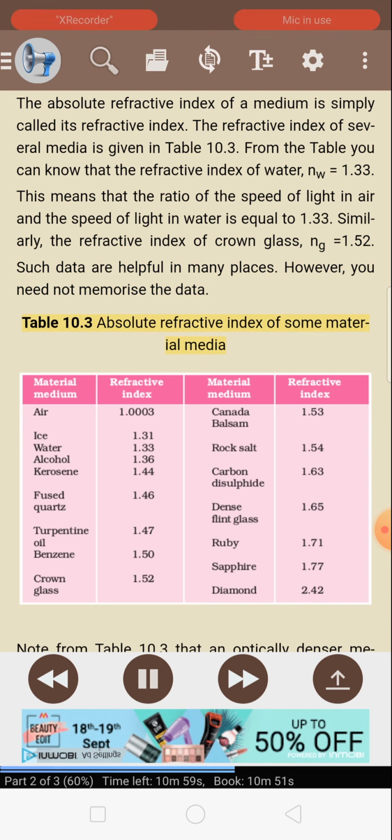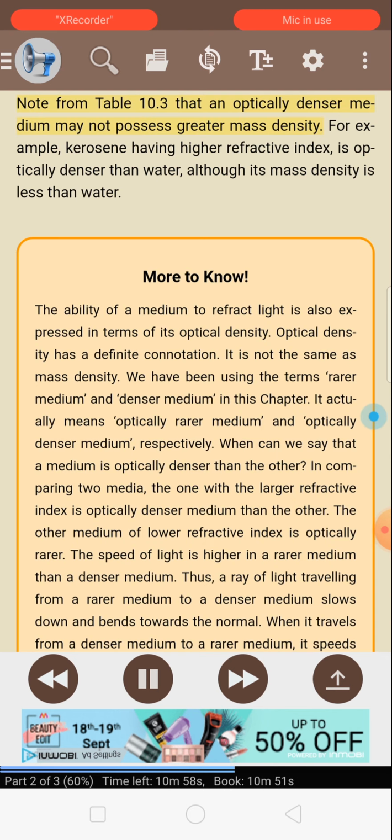Table 10.3: Absolute refractive index of some material media. Note from table 10.3 that an optically denser medium may not possess greater mass density. For example, kerosene, having high refractive index, is optically denser than water, although its mass density is less than water. More to know, the ability of a medium to refract light is also expressed in terms of its optical density. Optical density has a definite connotation. It is not the same as mass density.